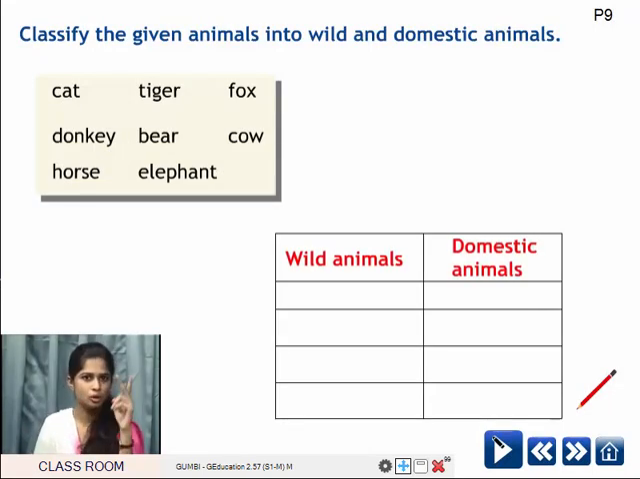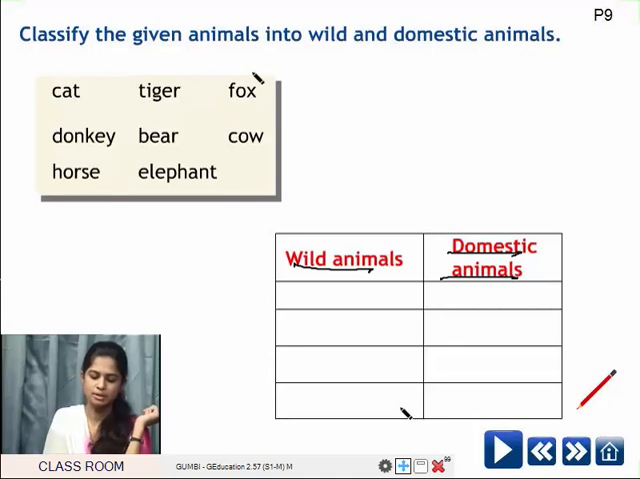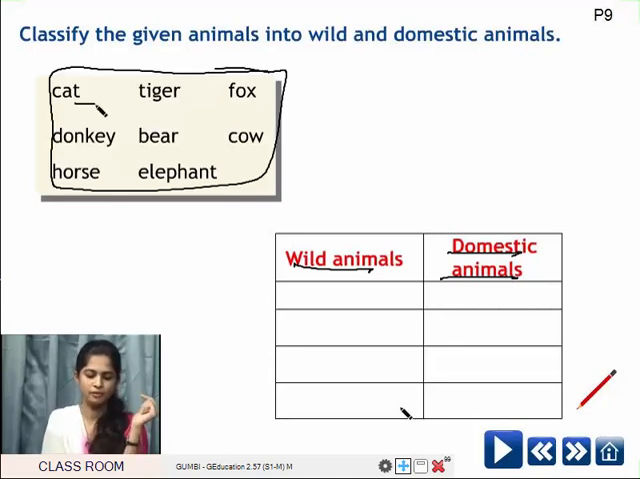What you have to do? Observe here. Here are 2 columns with one subheading as wild animals and the other as domestic animals. You have to classify these animals. Suppose if cat belongs to wild animal, you should place it in wild animal, or if cat belongs to domestic animal, you should place it in this column. Are you ready now? Shall we start?